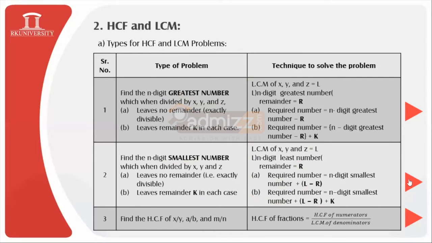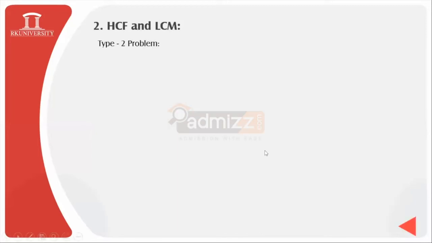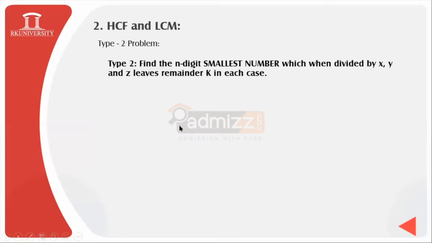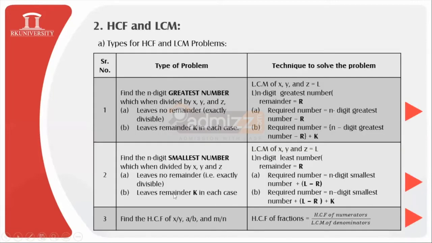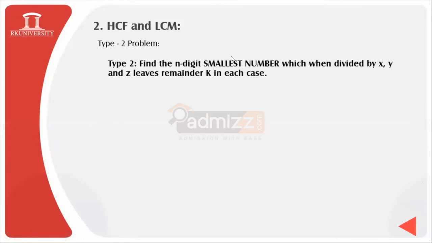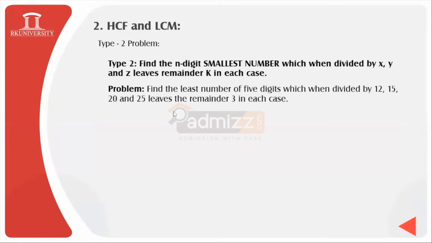So let me redirect you to the said type problem. Type number 2: find the n digit smallest number which when divided by the given numbers x, y, and z leaves remainder k in each case. So once again we have the type number 2b type of problem. As you observe in type number 2b we have leaves remainder k in each case. So we have the same problem available over here. Now let us try to observe the question based on type number 2. So the problem will be offered to you this way.